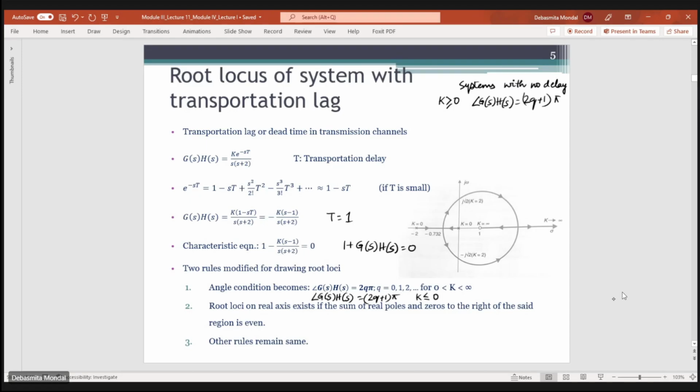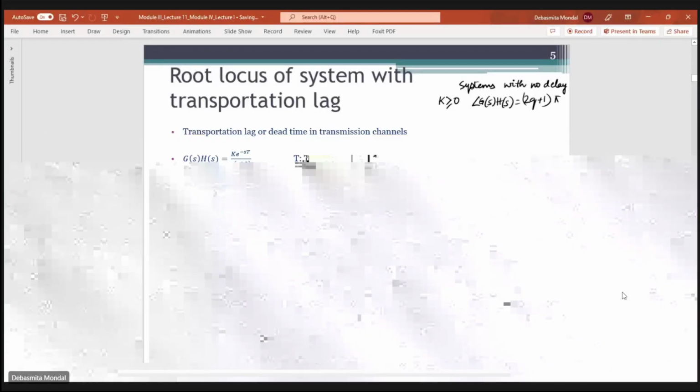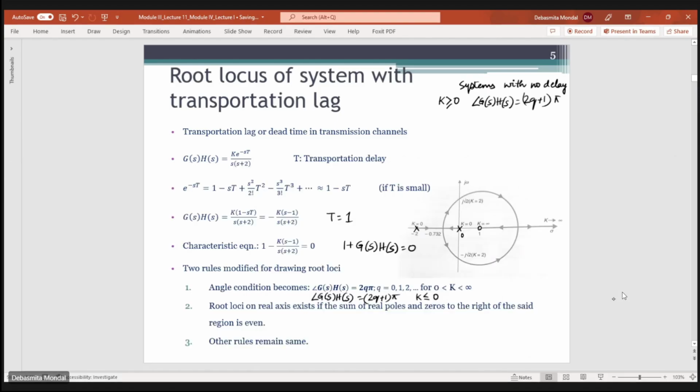So here you see that if you follow this condition, the root locus will exist if the sum of poles and zeros on the right side is even. You have one pole over here, one pole at -2 and one zero at +1. If you consider the portion between 0 and -2, on the right side of it you have two real poles and zeros, an even number, so the root locus will exist in this portion. However, between 0 and 1, on the right side of it you have 1, an odd number of real poles and zeros, so in this region the root locus will not exist.